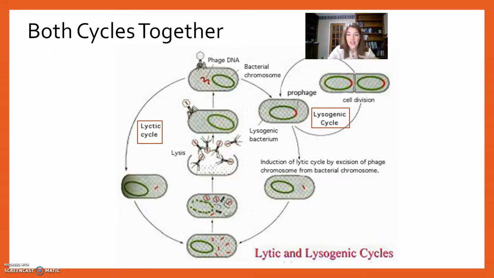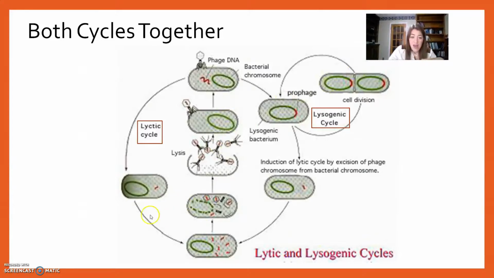So if you look at the cycles together, the lytic cycle will go in and automatically reproduce and make more viruses, in this case bacteriophages, and they will rupture, or lyse, the bacterial cell and kill it. And then they'll go off and infect more cells.